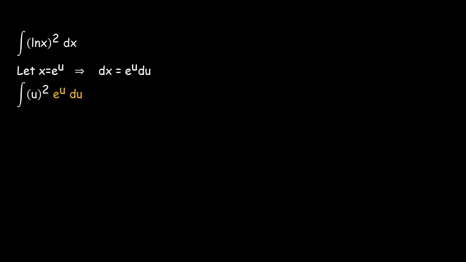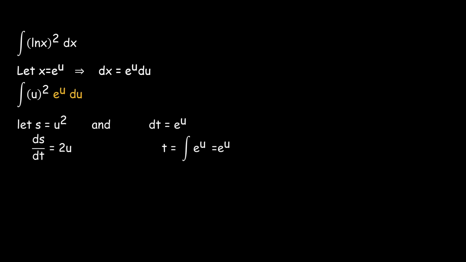So we've changed the variable, but now we need to use integration by parts to integrate this. So we're going to let s be u squared and dt be equal to e to the power u. In that case, ds by du is 2u, and then t will just be e to the power u, since when you integrate this, it still gives you e to the power u. Okay, so next up we substitute these values in the formula for integration by parts, and then here's what we get. Now we are left with the second part of the expression to work out, which is the integral of 2u e to the power u.